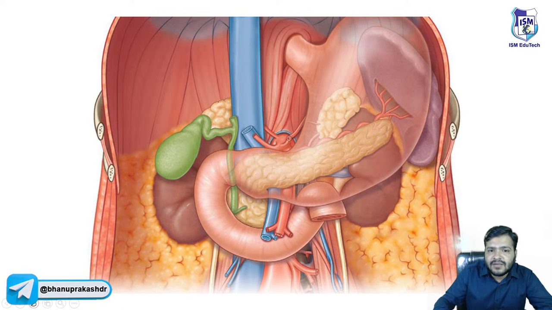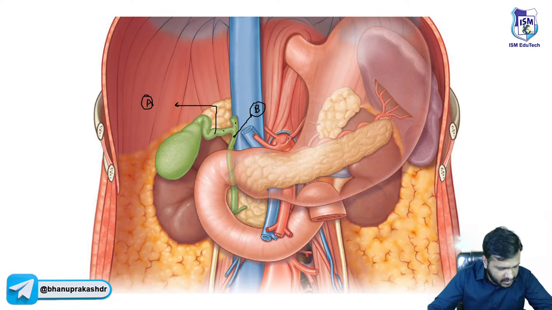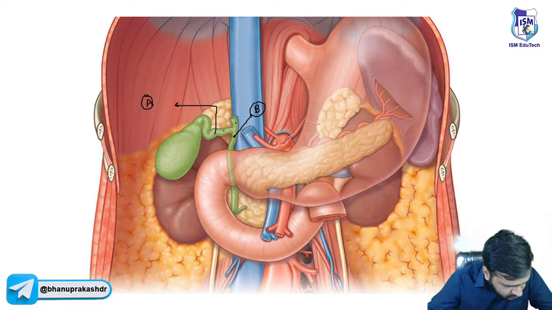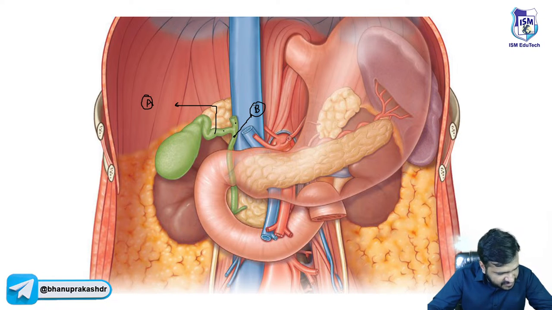You are going to tell me the labelings now. Beta, fatafat se bata do, what is this duct? Is duct ka naam batao jaldi se, which I am marking with A. When this duct combines with this duct, there is formation of this duct, which I am marking with B. Chalo batao, jaldi se batao. Yes, very good, it is the cystic duct. Ok, ab B wala bata do, what is B beta?